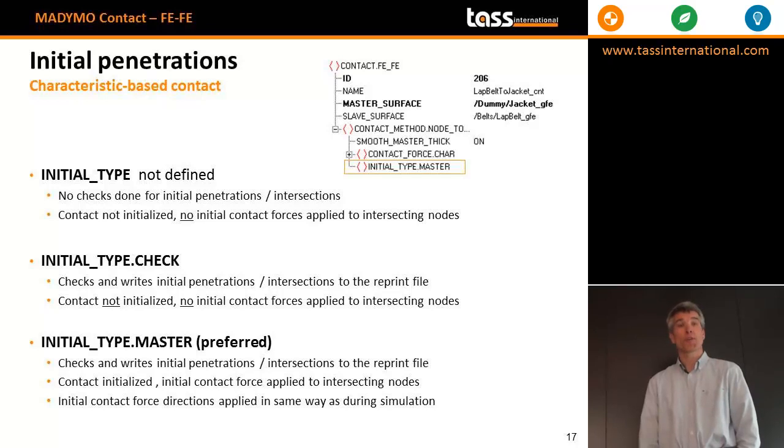It's preferred to have the initial type master. In such situations, if there are initial penetrations, besides being reported in the reprint file, the contact forces are also applied. This is the most robust way of modeling.